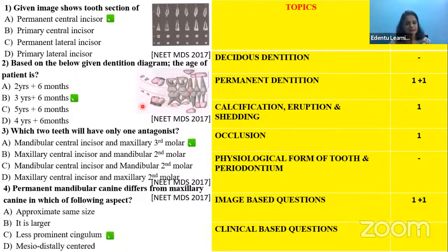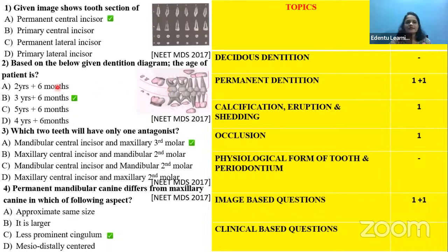Either they can give a diagram like this, or sometimes, like recently in the NEET MDS 2024 exam, they gave an OPG X-ray and asked us to identify the age of the child. Not always, but most of the times the age of the patient will be in the mixed dentition period, since it is more tricky to identify the age in that period, so you must be prepared for that.